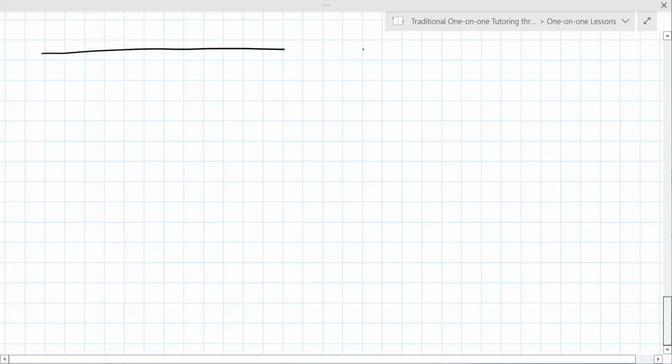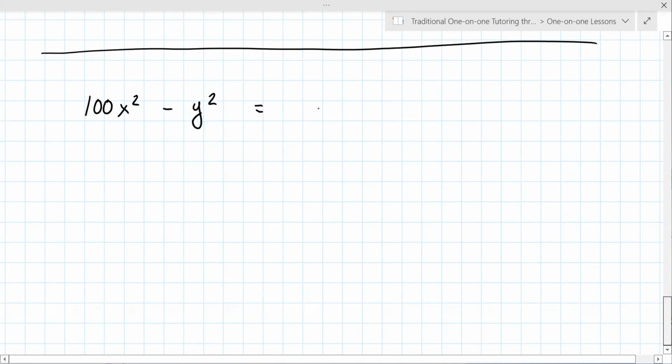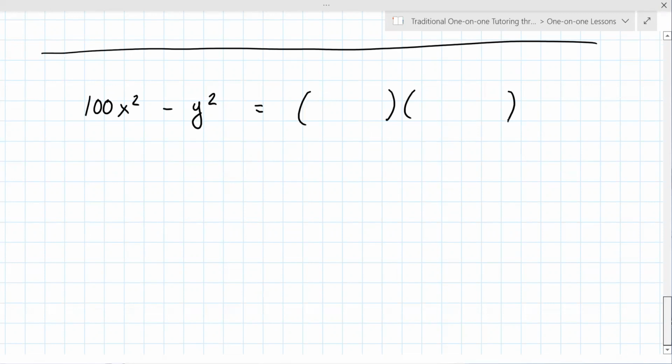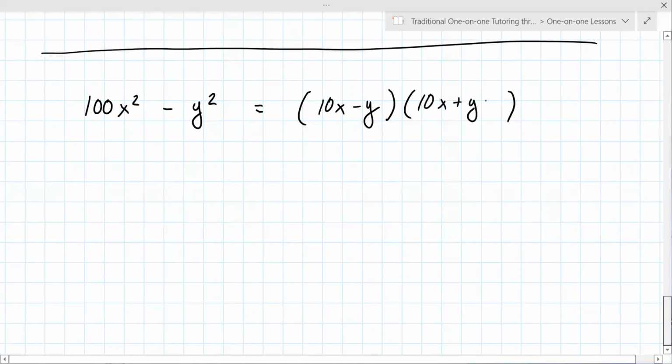I'm going to make it just slightly different, but you should still be able to handle 100x squared minus y squared. I'm just looking for the final answer. The final answer is 10x minus y. Keep going. And then 10x plus y. Good. Very good. Fantastic.